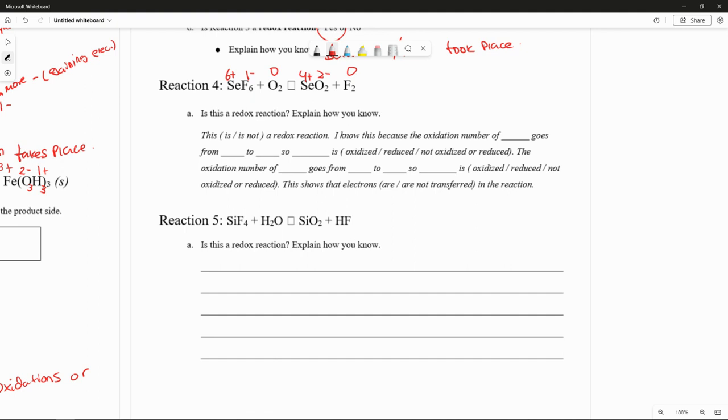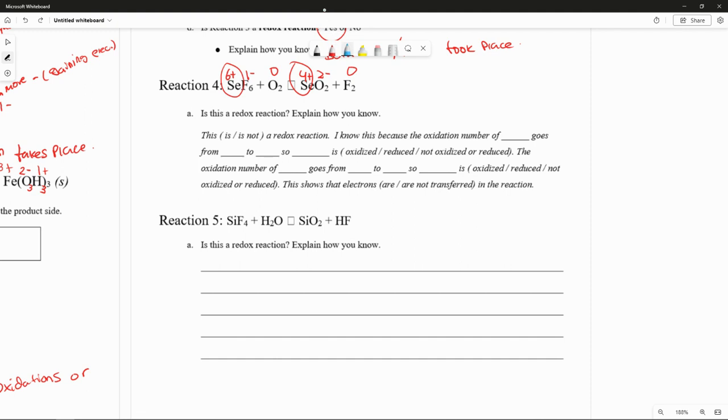All right. So taking a look at our Se, we're going from a 6 plus to a 4 plus. In order to go from 6 plus to a 4 plus, we're becoming less positive. So we're gaining electrons in order to make the number less positive. So that's a gain of electrons, and based on our OIL RIG, gaining is a reduction. So therefore, we know that Se is going to be reduced. Making a mental note of that, we're going to just put it to the side. But we know that is being reduced. Let's do it in a different color.